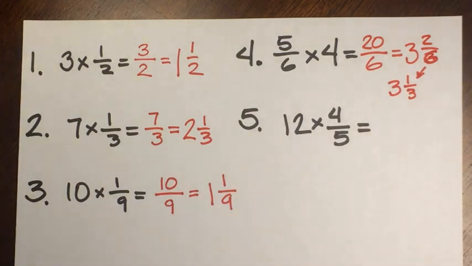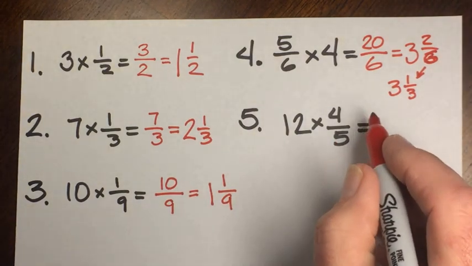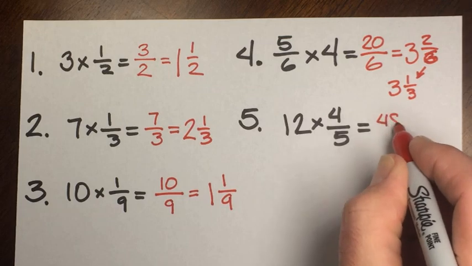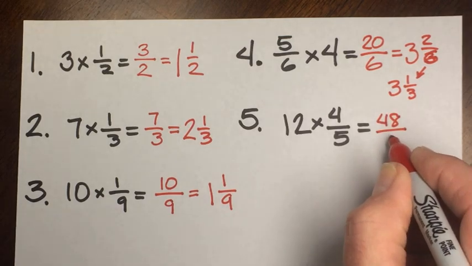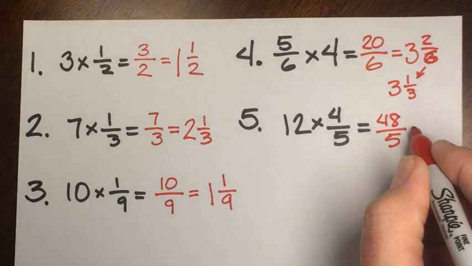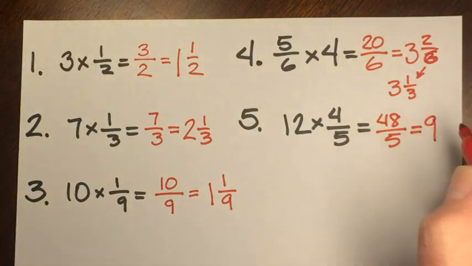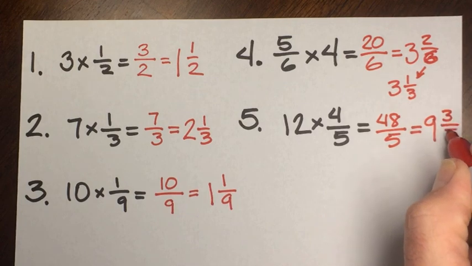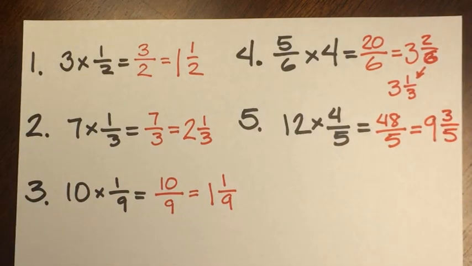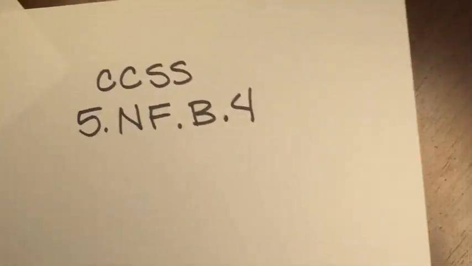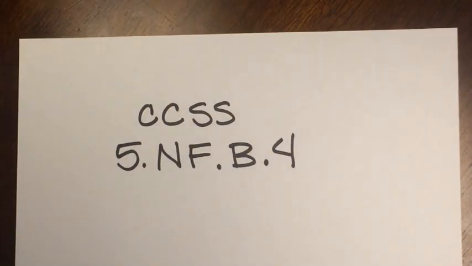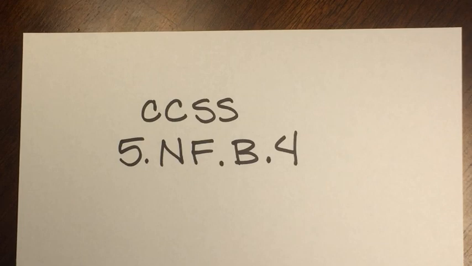And the final one, the hardest problem of all, ended up to be 48/5, and that is equivalent to 9 and 3/5. That's our math lesson for today. Hope you learned something. Hope you practiced some math. We worked on Math Standard 5.NF.B.4 for today.